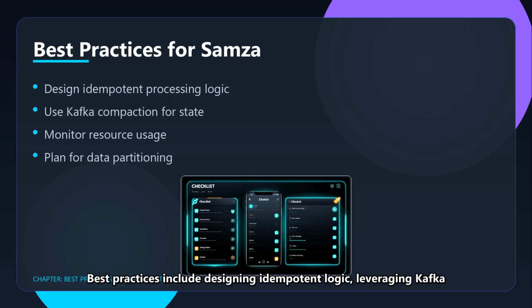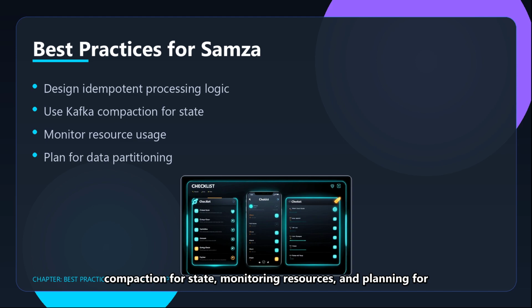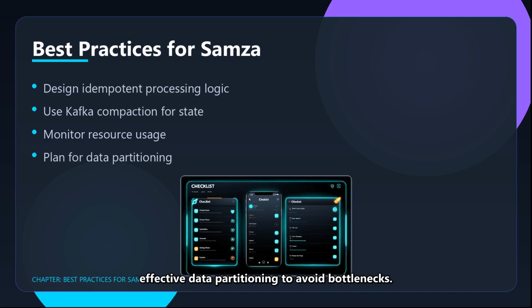Best practices include designing idempotent logic, leveraging Kafka compaction for state, monitoring resources, and planning for effective data partitioning to avoid bottlenecks.